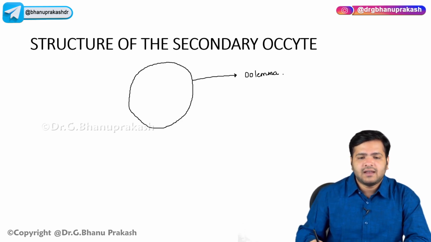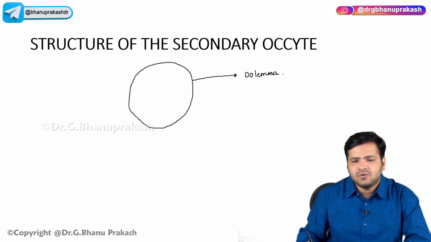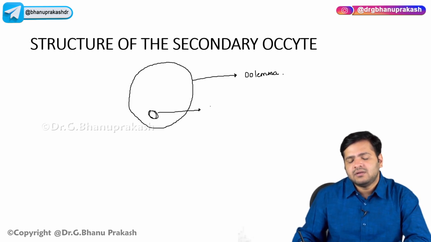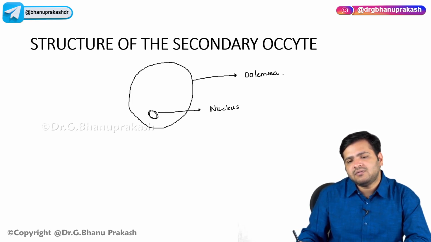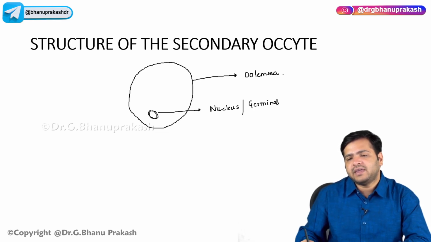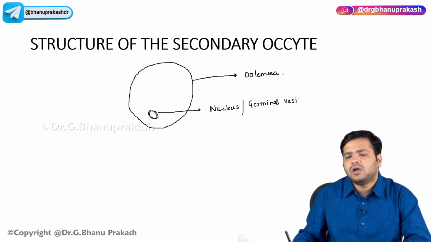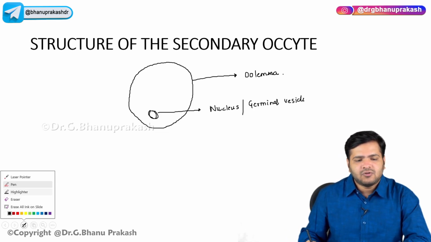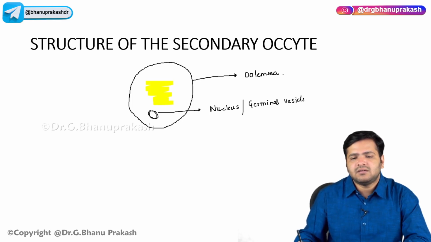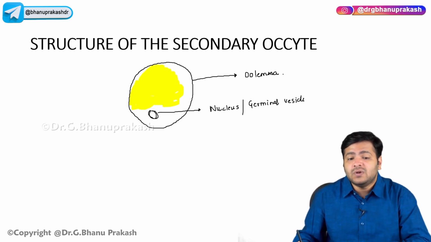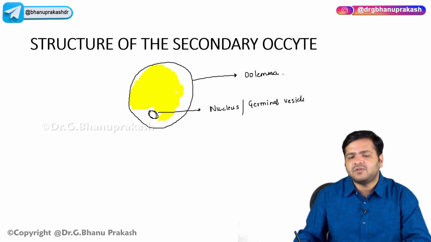And we all know that we have a nucleus inside the secondary oocyte, and this is termed the nucleus of the secondary oocyte, or we can also call it the germinal vesicle. Now, every cell will contain cytoplasm. So this also contains cytoplasm, and the cytoplasm here is given a special name, called the ooplasm. Just as we call the plasma membrane the oolemma, in the same way the cytoplasm will be called the ooplasm.